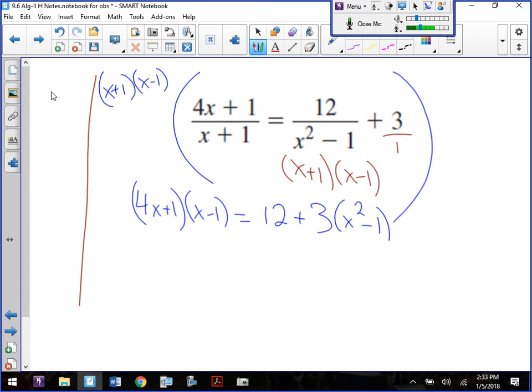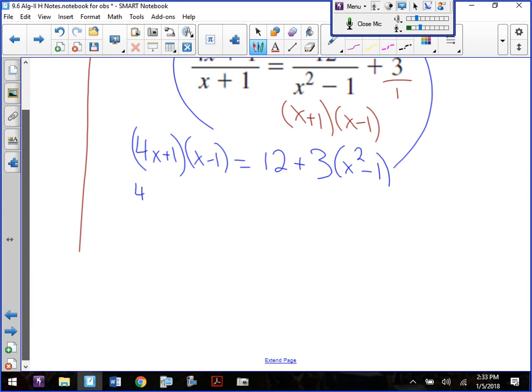Combine like terms, FOIL out. You get what? 4x squared. Then 4x times negative 1, so it'll be negative 4x, plus an x gives you how much for your middle term? Negative 3x. And your last one is negative 1. On the other side we have 12, 3x squared.